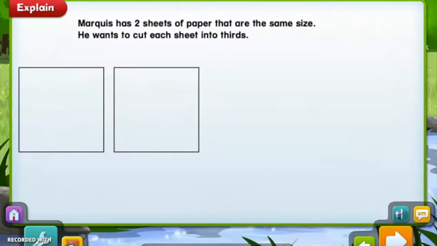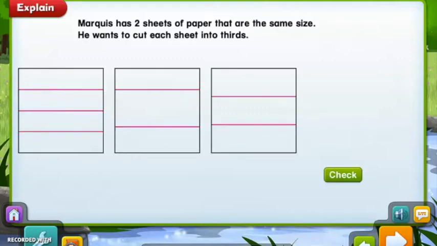Marquis has 2 sheets of paper that are the same size. He wants to cut each sheet into thirds. What are 2 different ways he could cut the paper? Select one way Marquis could cut the paper into thirds. Then click check. All right, so let's look at each one here.